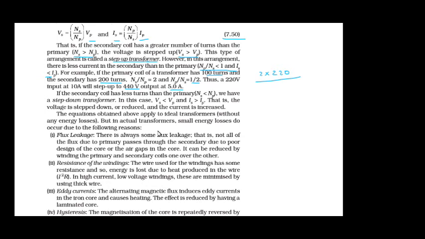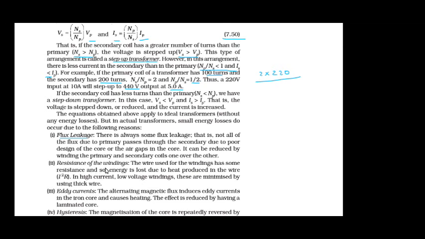Some small energy losses do occur due to the following reasons. Flux leakage: there is always some flux leakage. That is, not all the flux due to the primary passes through the secondary, due to poor design of the core or air gaps in the core. It can be reduced by winding the primary and secondary coil one over the other.